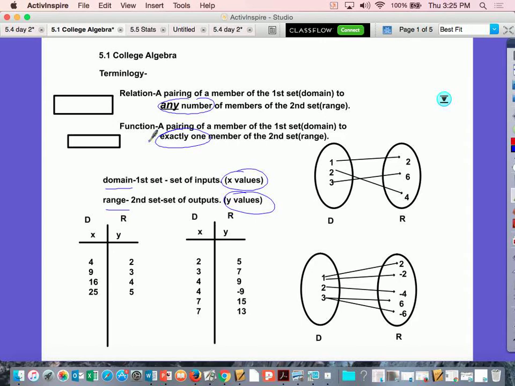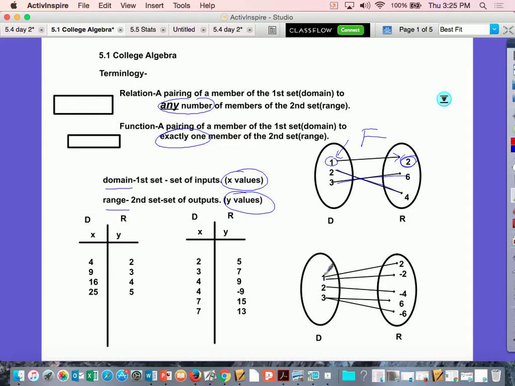So when we say pairing, we're saying we're plugging in an x value and we're pairing it with a y value. So the pairing here is that we're pairing this number right here to that one. How many numbers did we pair to this one number in the domain? We paired one. We paired one. We paired one. So this would be a function.